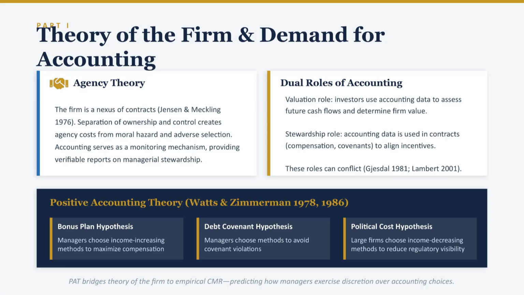Jesdal, 1981, and Lambert, 2001, demonstrate that these 2 roles can create conflicting demands on the accounting system. Information that is most useful for valuation may not be most useful for contracting, and vice versa.